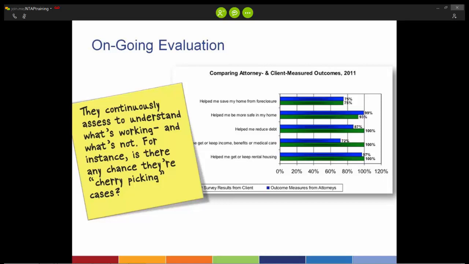I think this is a really interesting report. They ask both their advocates, and I think they do a sample of some cases, they ask their clients to define what outcomes were actually reached. The graph is showing the level of agreement between advocates and clients. You can see that in many cases, the results match pretty well. And where they diverge, it is almost always the clients being more optimistic than the attorneys, which I think is a pretty interesting thing.